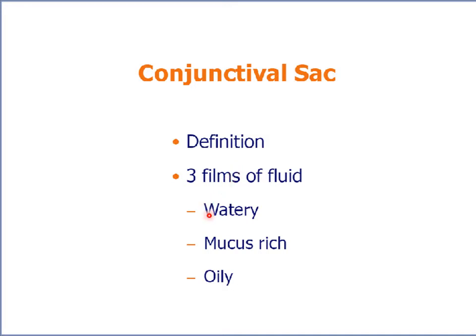What does the conjunctival sac contain? There are three films of fluid, from within outwards, within the conjunctival sac. Number one, you have a watery fluid derived from the lacrimal gland. Then you have a mucus-rich fluid which is secreted by the conjunctiva. Then you have an oily fluid which is secreted by the tarsal glands. So this is about the conjunctival sac.